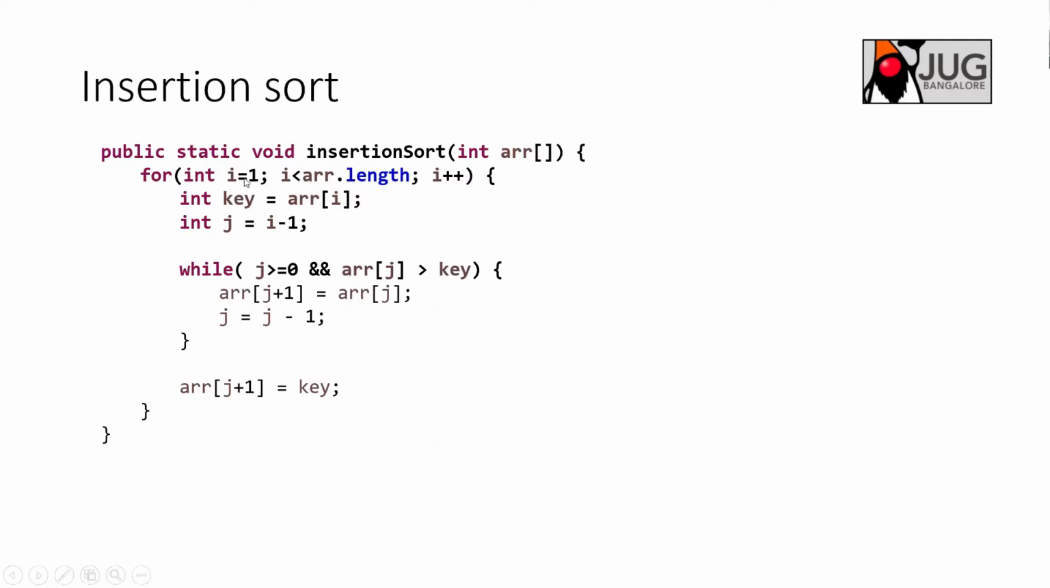So you're starting with the second element. Here I'm going till array.length, that means the last element, starting from 0. I'm assuming that the first element is sorted, and I'm starting from the second element and going till the last element. I'm taking that as a key, that means the element to be sorted, the first element to be sorted. And j is the first element, which is in the sorted set.